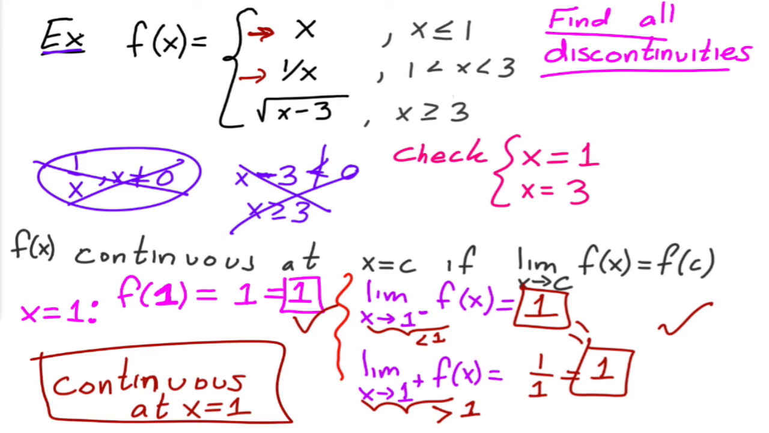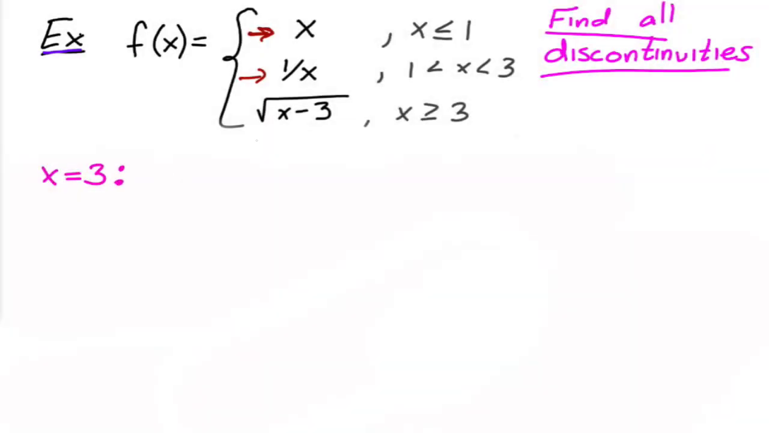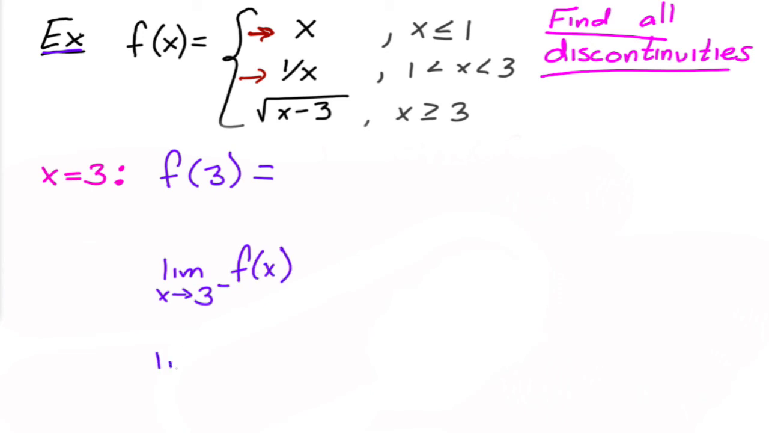Okay, now let's try the next one, the value of 3. To check at 3, we're going to compare 3 things. We want to compare f of 3, just like we did in the previous example, the limit as x approaches 3 from the left, and the limit as x approaches 3 from the right. If all 3 of those are equal, then it's continuous. If not, then it's discontinuous, and we have to say what kind.